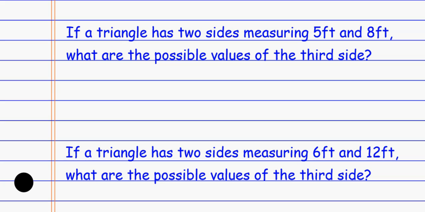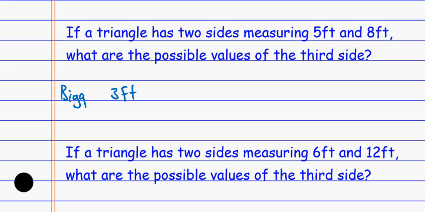And so when you think about this, it really comes down to addition and subtraction, all right? To find the lower end of this, we just subtract the values, and here's why that works. If I do the 8 minus 5, that gives me a 3. And basically what that's telling me is that the third side has to be at least bigger than 3. It can't equal 3, but it has to be bigger than 3, all right?